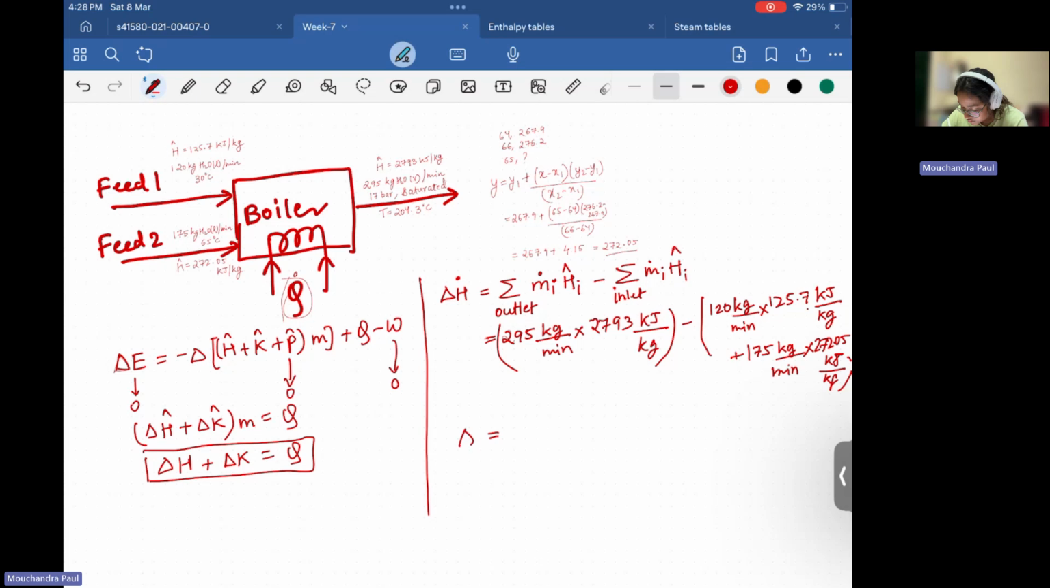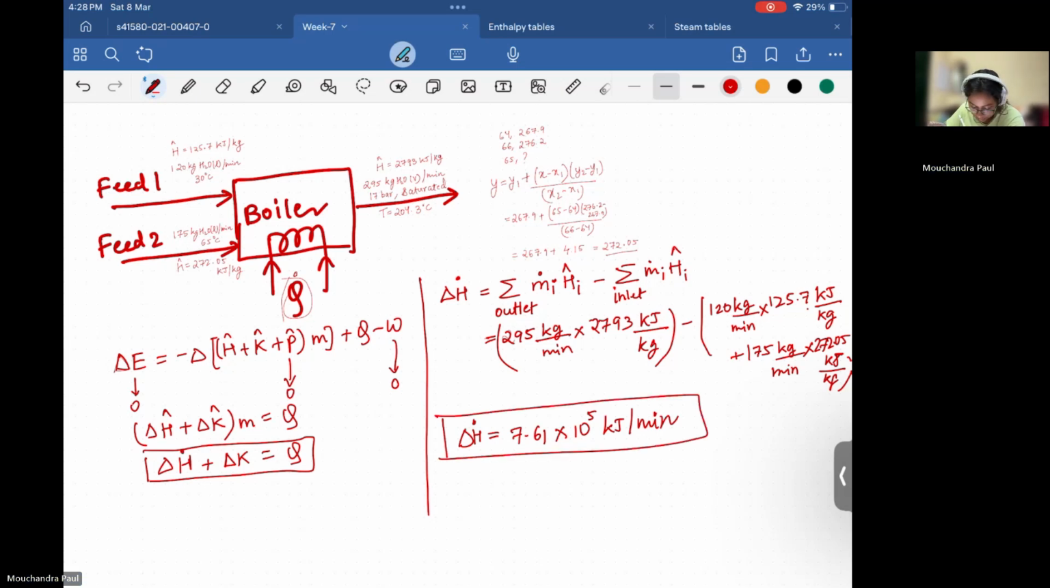So if you solve this, you should get around 7.61 × 10 raised to power 5 kilojoule per minute. This is your enthalpy in as a flow rate. So H dot represents the rate at which enthalpy is getting added. All right.